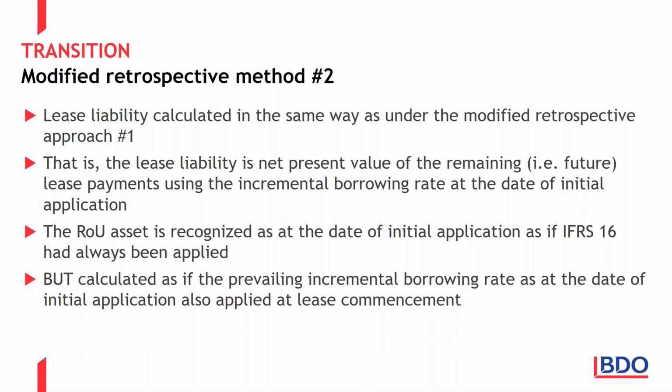If you look at modified retrospective method 1, although it's simple and there's no adjustment to retained earnings on the date of initial application, it in effect pushes the depreciation to the future. Therefore, it depends on what your pressure point is. Is your pressure point retained earnings, opening balance, date of initial application, or is your pressure point future profit and loss?